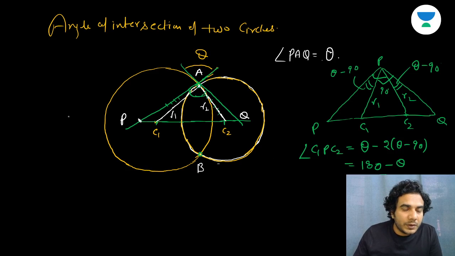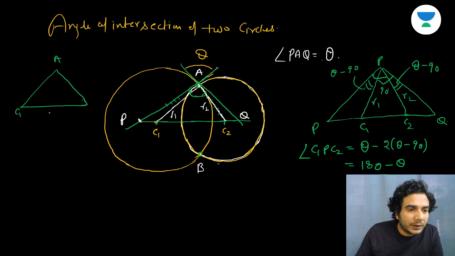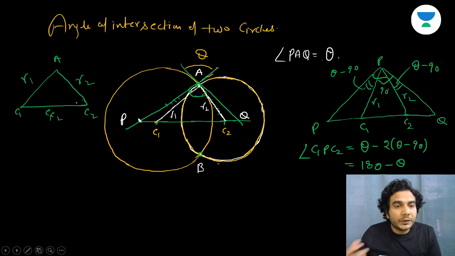Now, why am I using this angle? Let me tell you. Because in this triangle, in triangle A, C1, C2, you know all three sides, okay? AC1 is radius R1, AC2 is radius R2, and this is C1C2, distance between the centers, because circles will be given, so we can use the distance between centers. And this angle we can write in terms of theta, it is 180, or pi minus theta, alright.